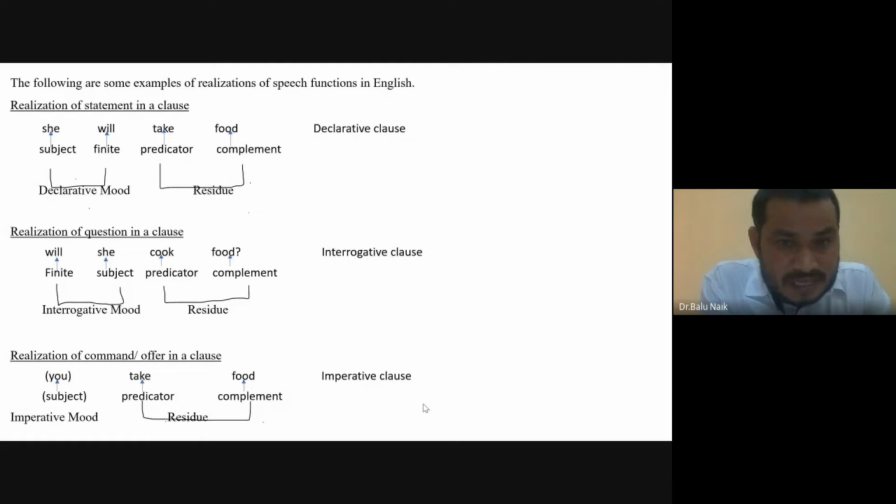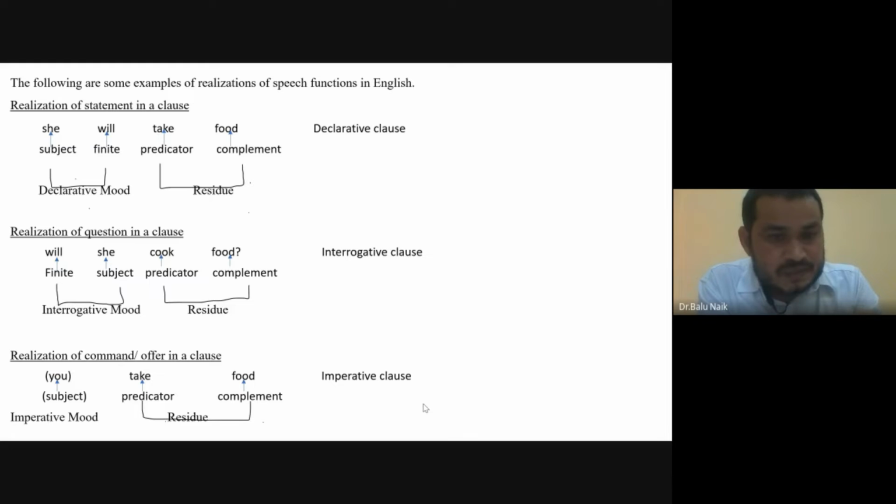Following are some examples of realization of speech function in English. Realization of a statement in a class. English: She will take food. Declarative. Subject plus finite. Take is the predicator. Food is the complement. Subject plus finite is called the declarative.